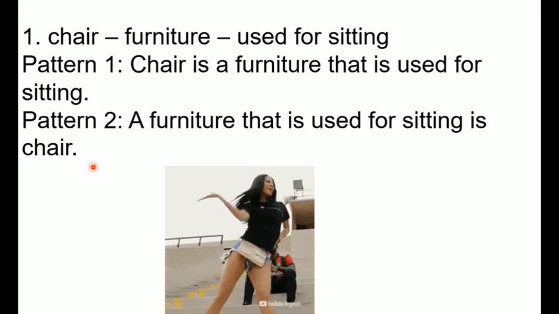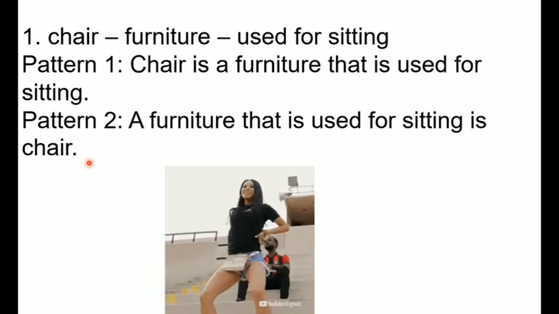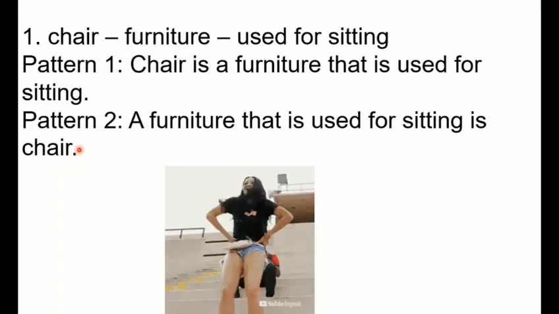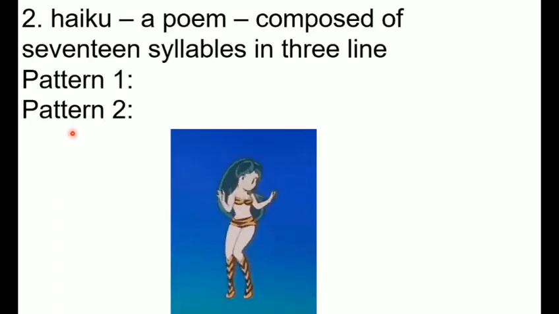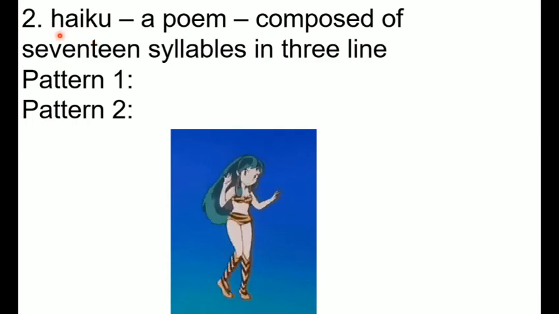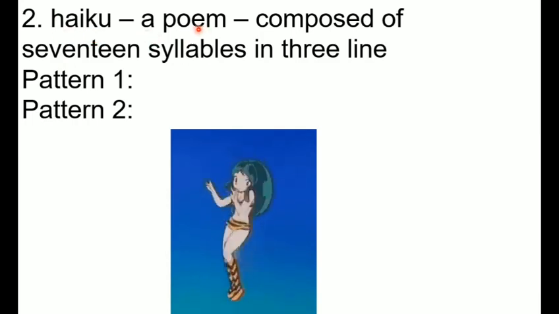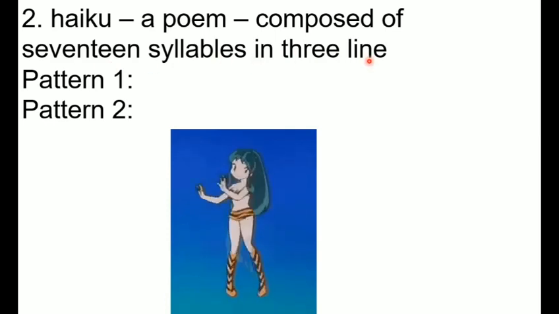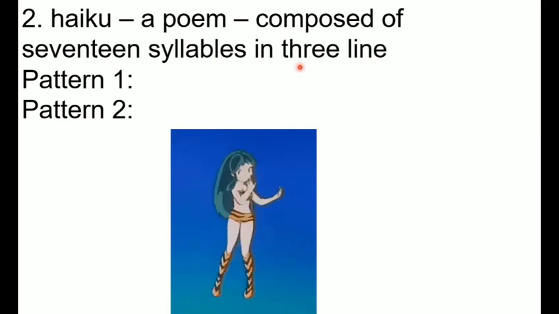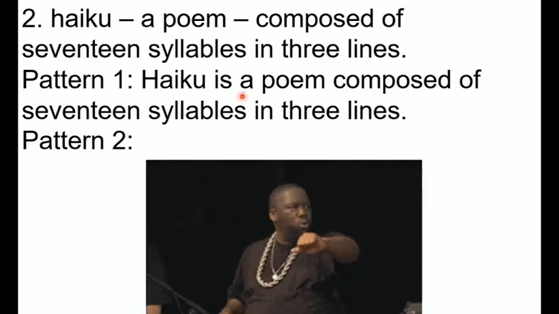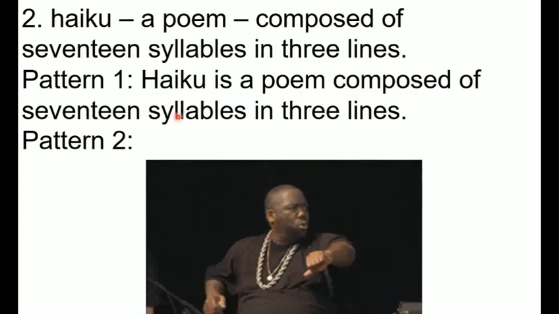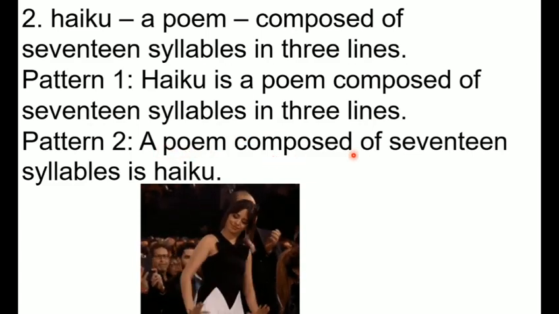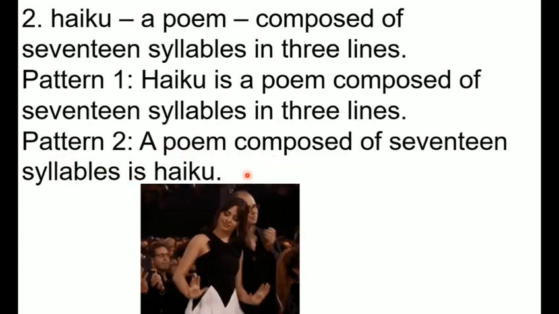Okay. Next, just pause the video if you want to copy, and then let us proceed. Number 2, haiku for term, a poem for class, and composed of 17 syllables in 3 lines for distinguishing characteristics. Pattern 1, haiku is a poem composed of 17 syllables in 3 lines. Pattern 2, a poem composed of 17 syllables is haiku.